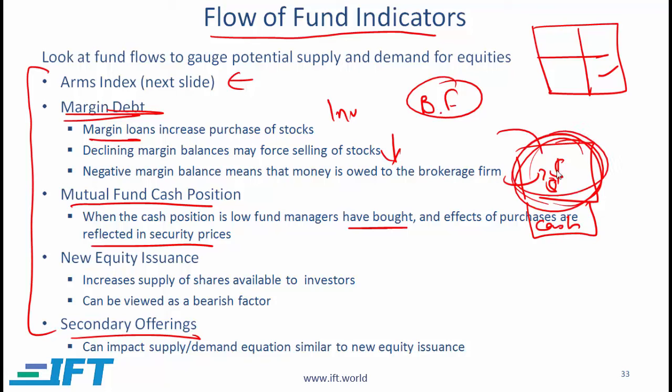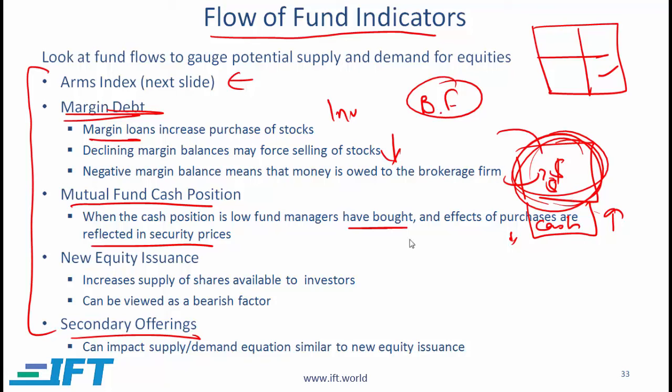If the mutual fund manager is very bullish on stocks, then the cash balance is going to be low. If the mutual fund manager is bearish, then the cash balance is going to be relatively high. So as a technical analyst, we can look at the cash balance associated with mutual funds in order to gauge the sentiment of the mutual fund managers.